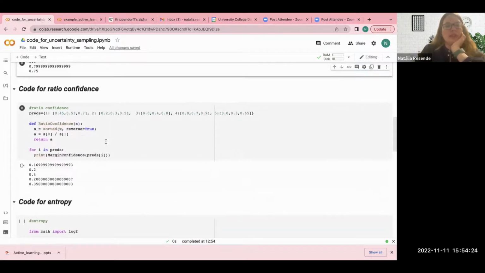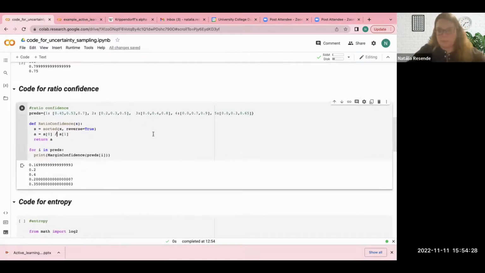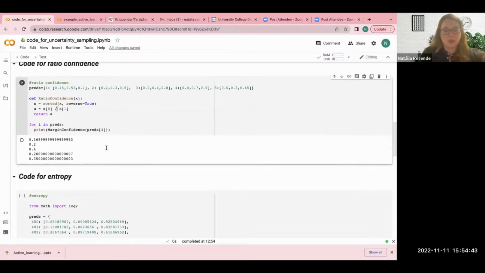For ratio of confidence it is the same. We just divide the second most probable by the highest probability, the first one, and then we get the scores here, and then of course later on you can sort.